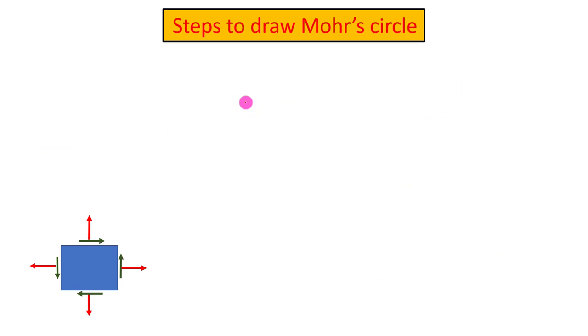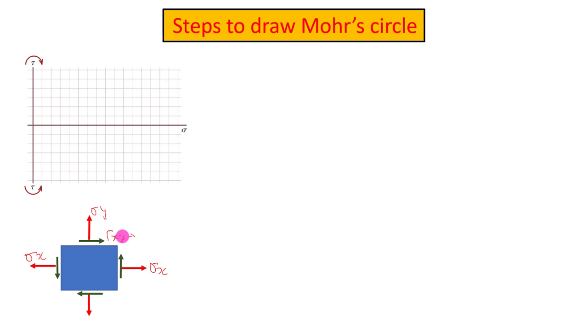Okay, so let's first take a simple element that will be subjected to a planar stress system. The stresses are sigma x, sigma y and tau xy. The first thing that we have to do while creating the Mohr circle is to decide the horizontal and vertical axis. For the Mohr circle, the horizontal axis is sigma, which corresponds to the normal stress at any theta. Tau will be the shear stress, which will be the vertical axis. Okay, so it's going to look like this.